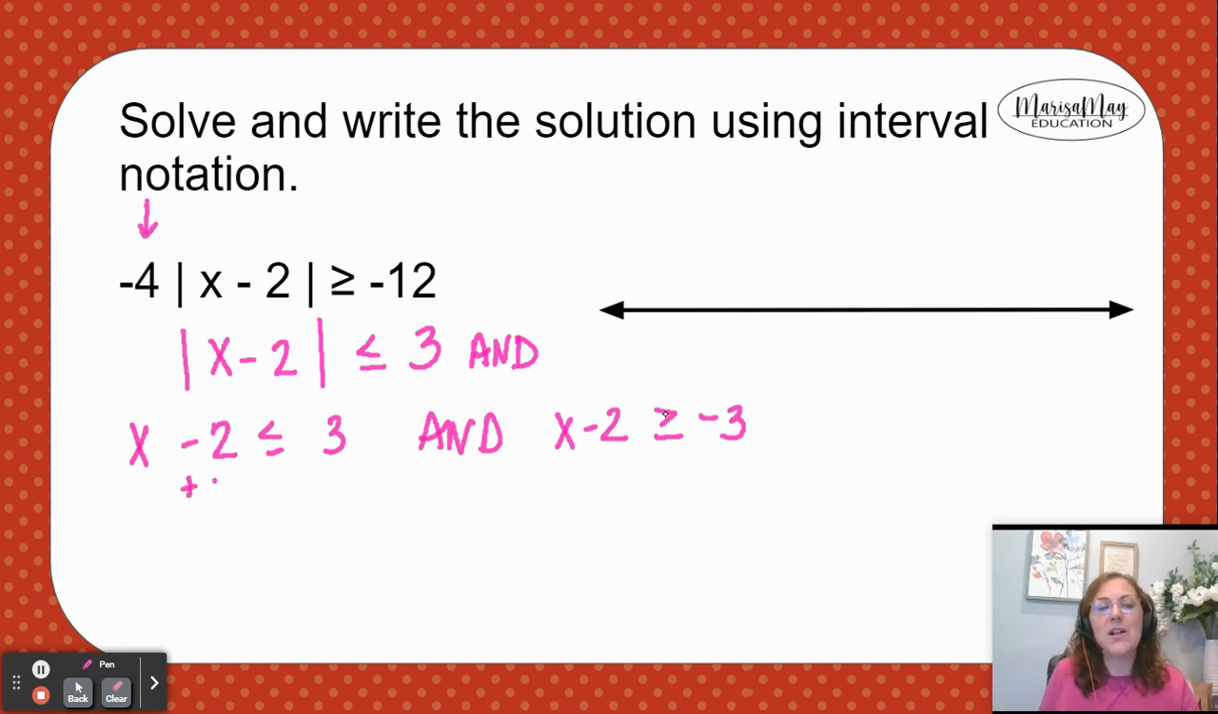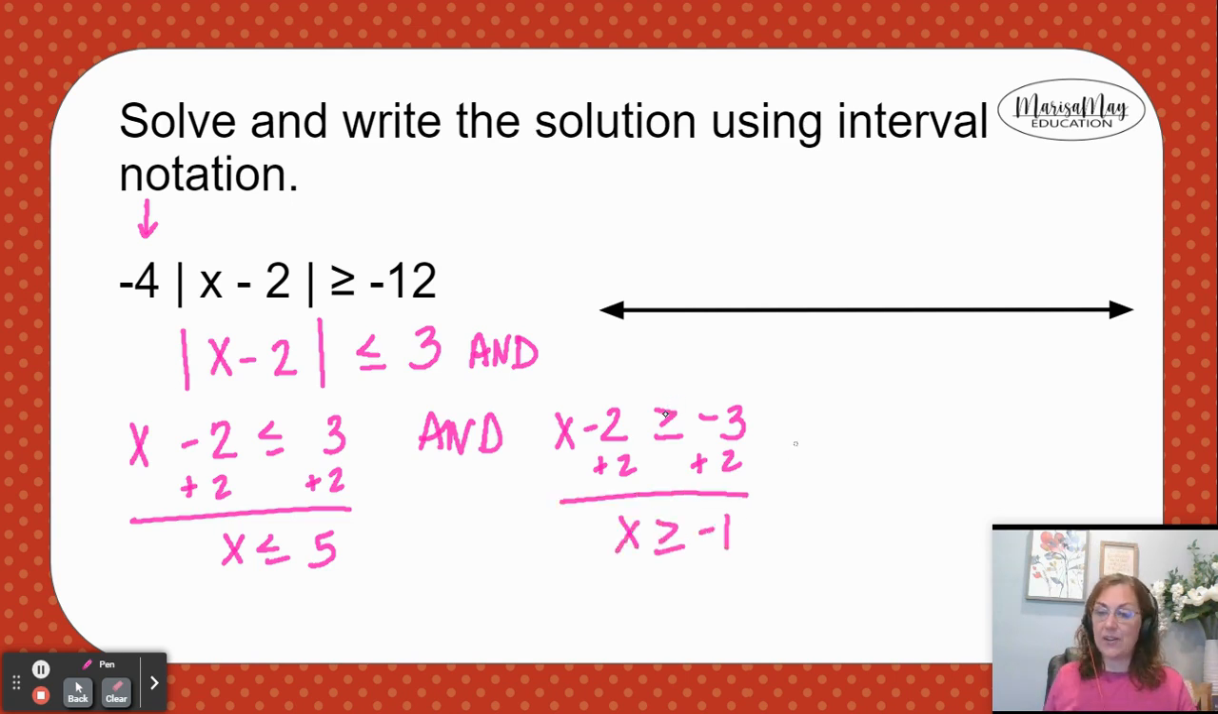Now we'll solve the inequalities by adding 2 to both sides. X is less than or equal to 5, and x is greater than or equal to -1. Let's start with the 5. We'll put it on our number line, and because it has the equal to underneath it, that tells us there is a closed circle here at 5.